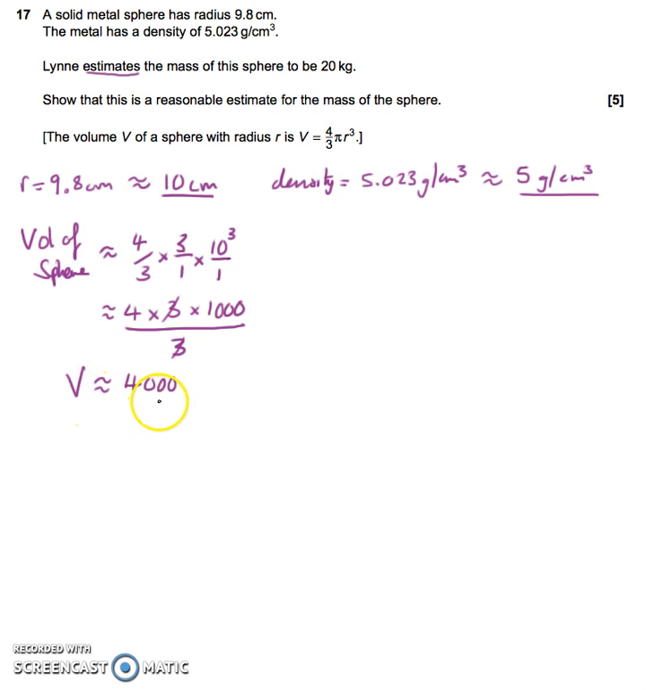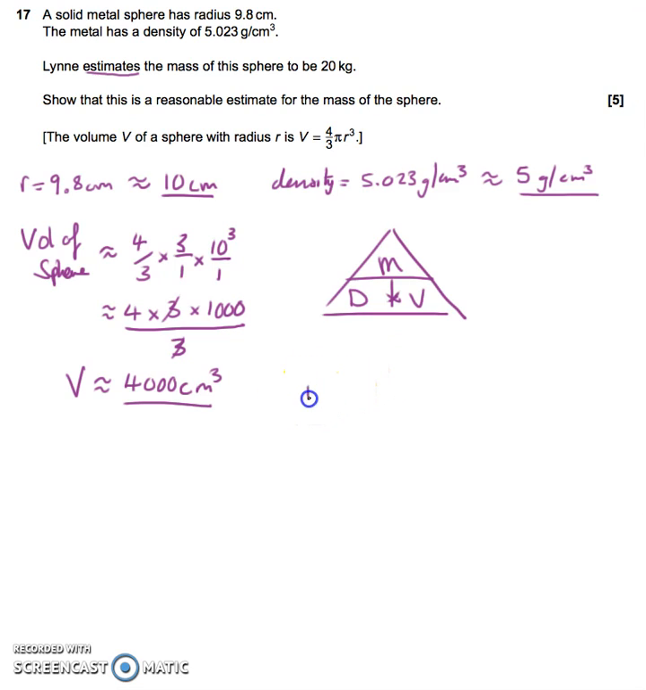So volume is approximately 4,000, and because it's a volume, it would be centimeters cubed, because we used centimeters for the radius. Now we've worked that out, we can use the density mass volume connection, the DMV triangle. Knowing this is useful for this question, because to calculate a mass, which is what she did, you have to do density multiplied by volume. Now we know the approximate density and the approximate volume, we can work out the approximate mass.